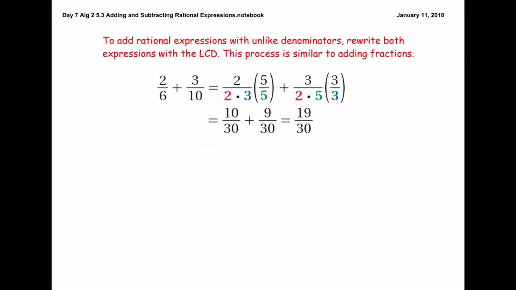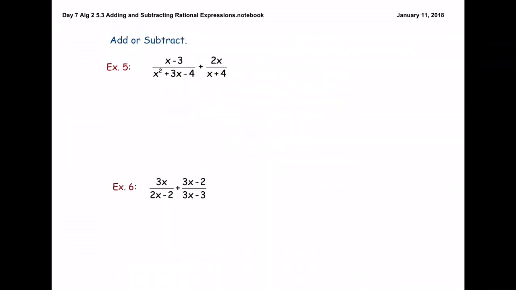To add rational expressions with unlike denominators, you want to rewrite both expressions using the least common denominator, and then the process is very similar to adding fractions. So you can see in this simplified version with fractions, they found the common denominator of 30, and then they combined their like terms and got 19 over 30. With rational expressions, in example 5, we have the quantity of x minus 3 over x squared plus 3x minus 4, and we want to add that to 2x over x plus 4.